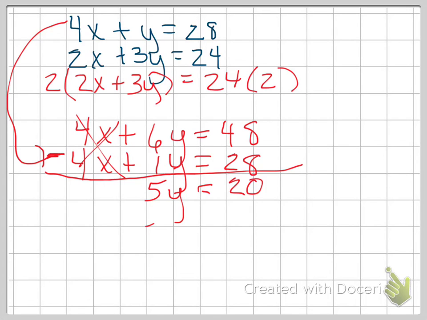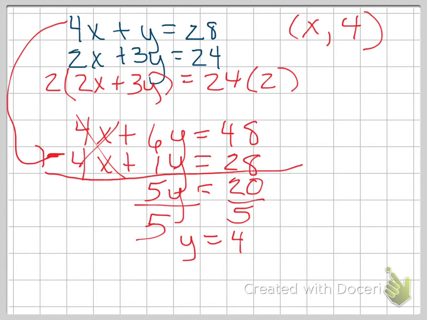Not done yet. Y is not by itself. Divide both sides by 5. Y equals 4. So we don't know x yet, and y is 4. And then from there, we will plug 4, or our y, into one of these equations and solve for x. And then we will plug both x and y coordinates in both equations and make sure we have the right answer.